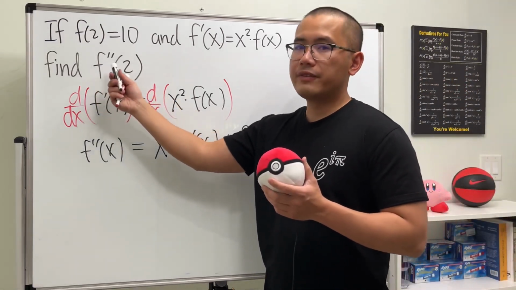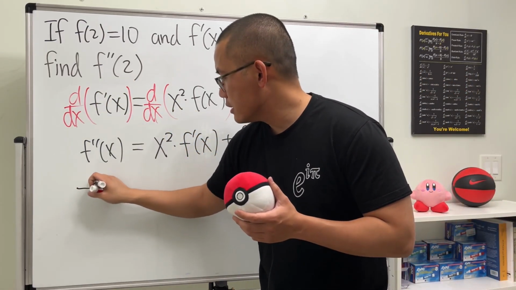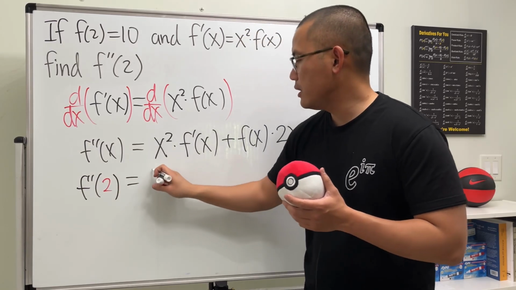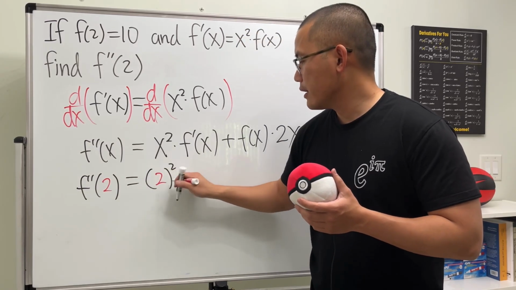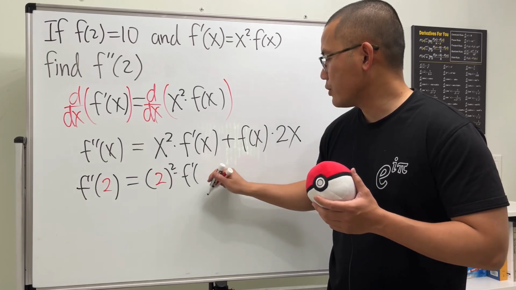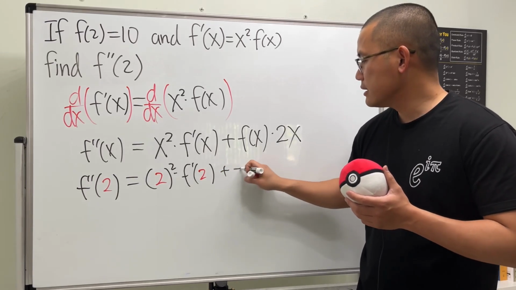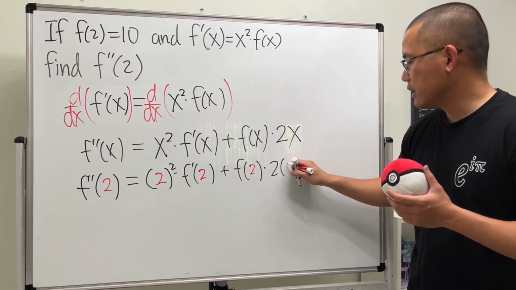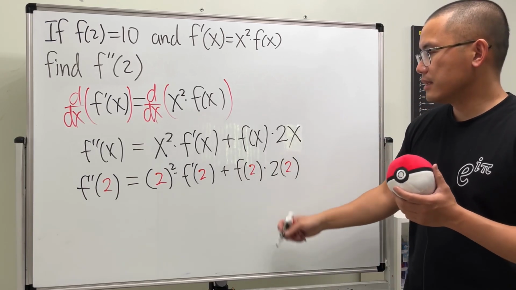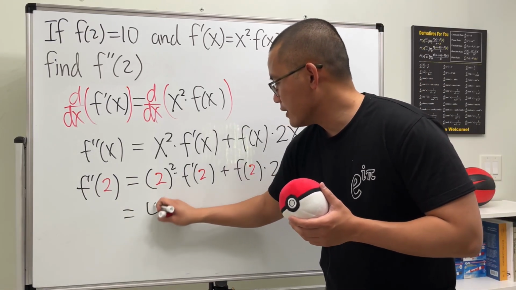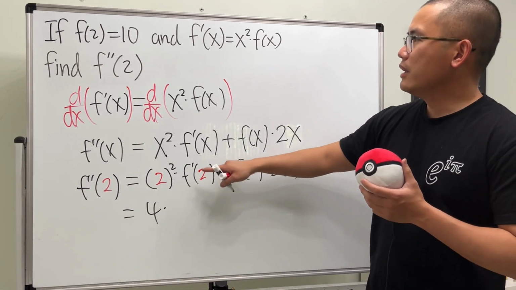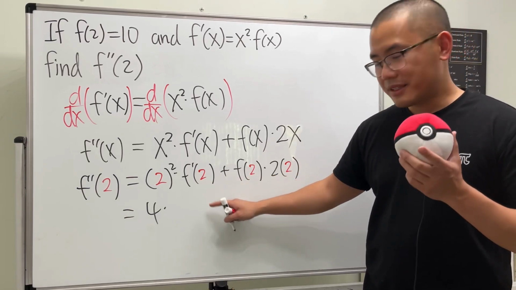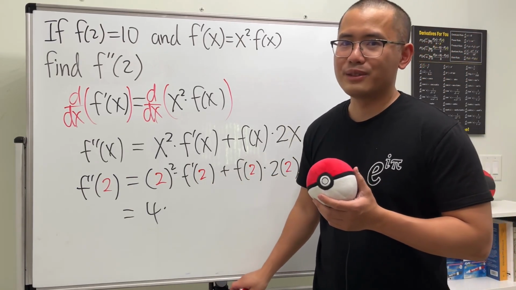Finally, we want f double prime of 2. So that means we plug in 2 into all the x's. So this is going to be 2 squared times f prime of 2, and then plus f of 2, and then multiply by 2 times 2. And let's see. This right here is going to give us 4, and this right here, do we know about this yet? Not yet, it was not given, but can we find it out?